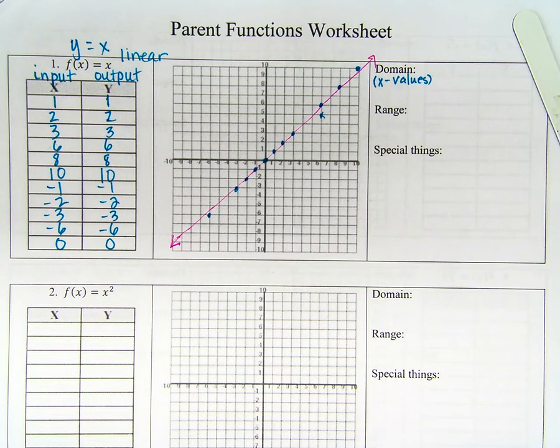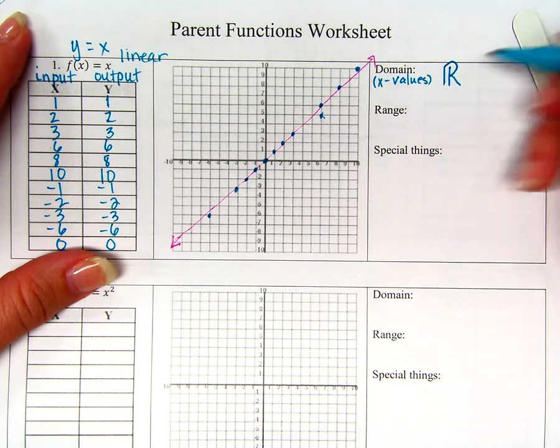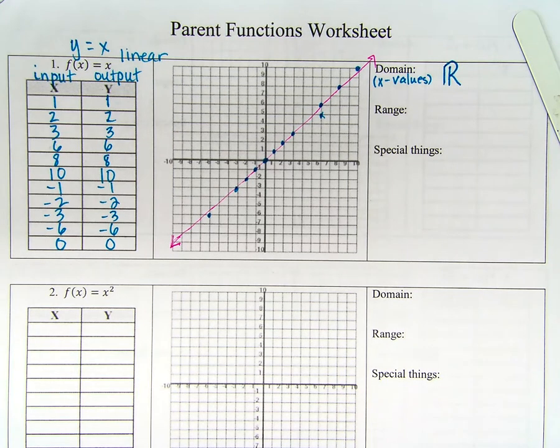Close. I mean, that's one way to say it. We'll talk about that in a minute, but what is it? How about this? What does that mean? All real numbers. Okay? All real x values. All real numbers.